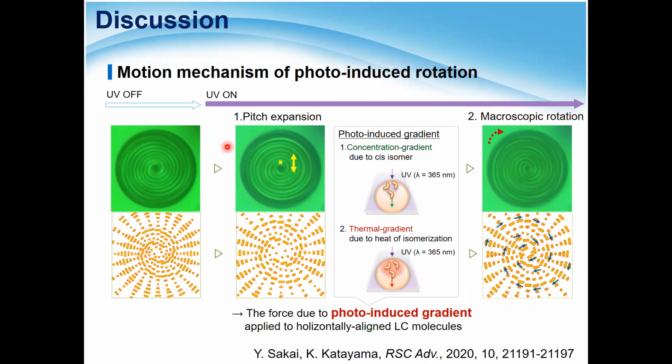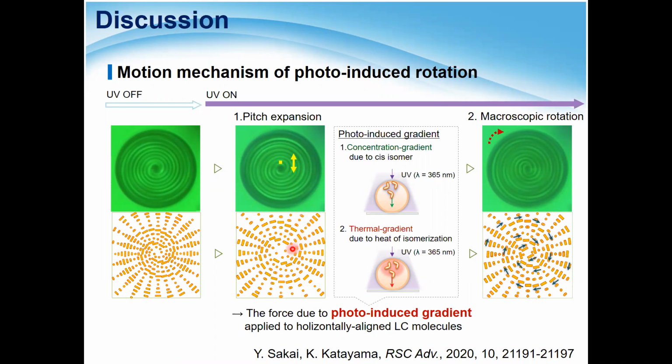Here's the motion mechanism we are thinking about now, and there are still some unknown parts. The initial condition of the liquid crystal shows a double spiral pattern, which can be explained by the molecules gradually rotating in the radial direction, and that makes this kind of pattern. Once the light was illuminated, this pitch was expanded, and also the Lehmann torque was induced.